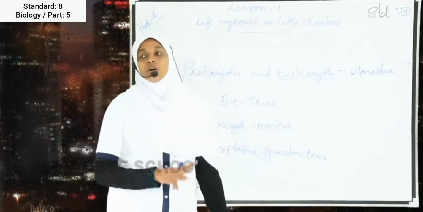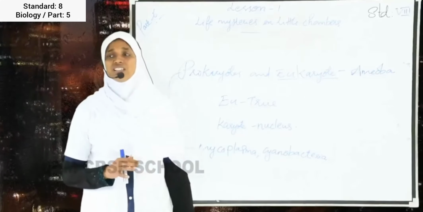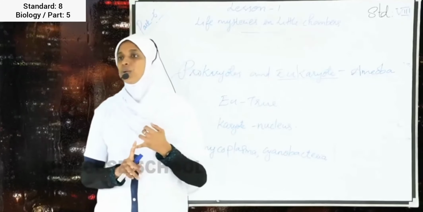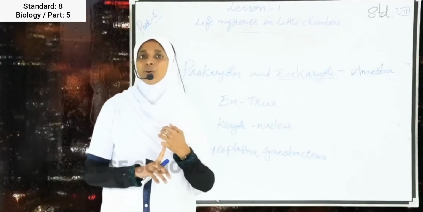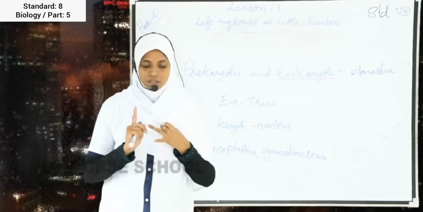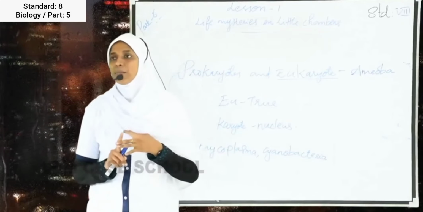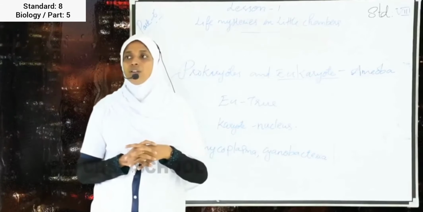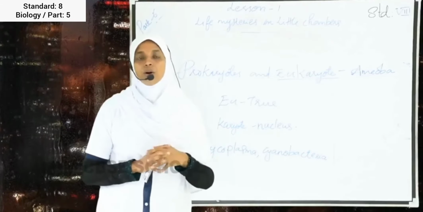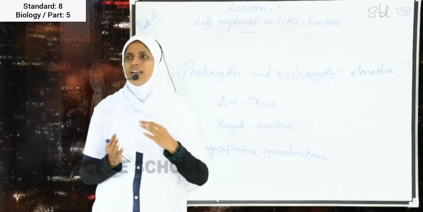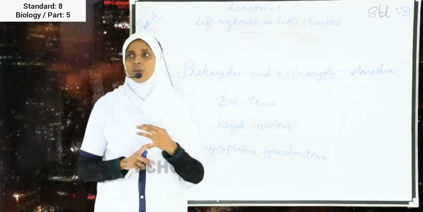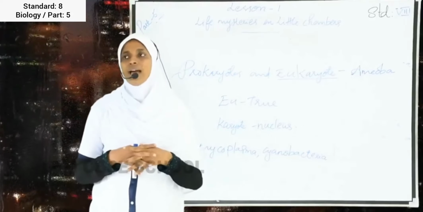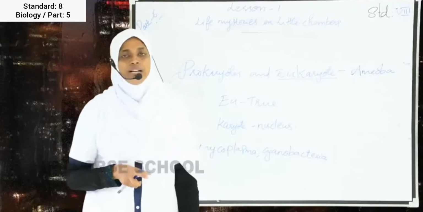Okay, so in this class we discussed the different parts of the nucleus: nucleoplasm, nucleolus, nuclear membrane and chromatin reticulum. And later we discussed eukaryotes and prokaryotes. A eukaryote has a well-defined nucleus and a prokaryote has no well-defined nucleus.